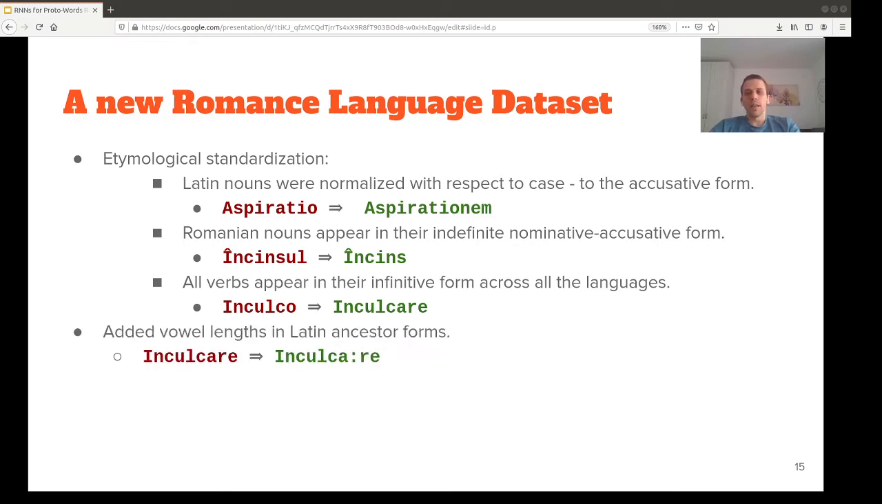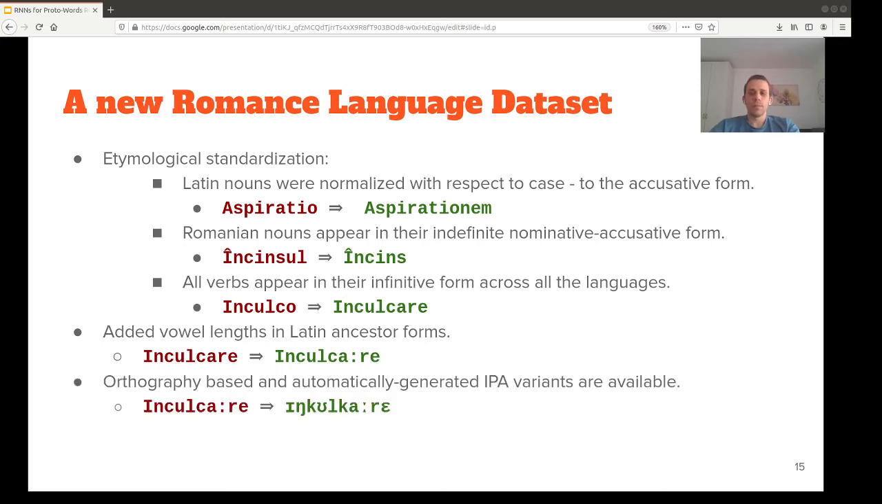Now, Latin vowels are divided into long and short vowels. They differ in the duration of their pronunciation. This difference is seldom represented in existing datasets, although it is relevant for the evolution of vowels in daughter languages. Therefore, we added vowel length to all Latin entries. Finally, the dataset was automatically transcribed to IPA form, which accurately represents the pronunciation of words. It is interesting to compare the signal in the orthographic and IPA datasets since orthography is more conservative in nature and may help the model in reconstructing the original form.